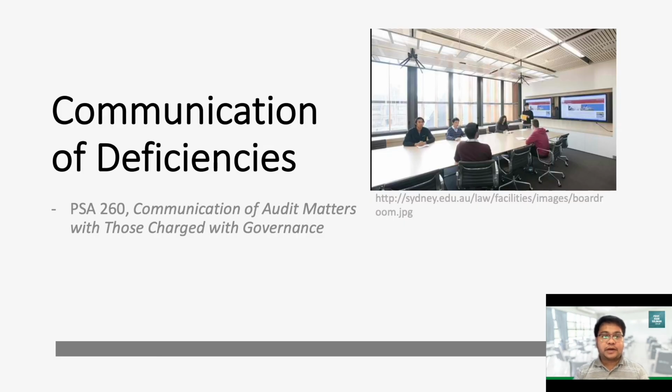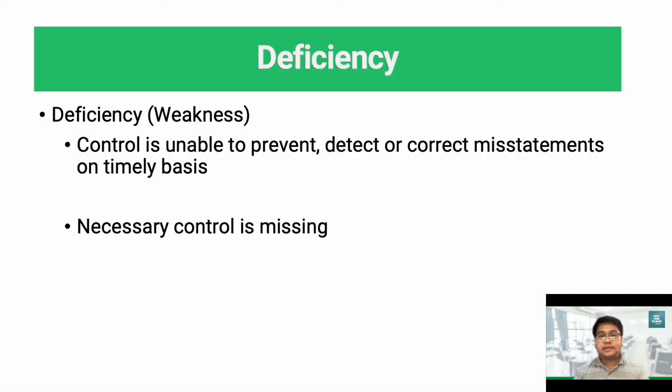We go to the last part of our discussion, which is the communication of deficiencies. For this topic, we will use PSA 260, communication of audit matters with those charged with governance. Let's define deficiency. A deficiency or weakness is when a related control is unable to prevent, detect, or correct material misstatements on a timely basis, or a necessary control is missing or not in place.